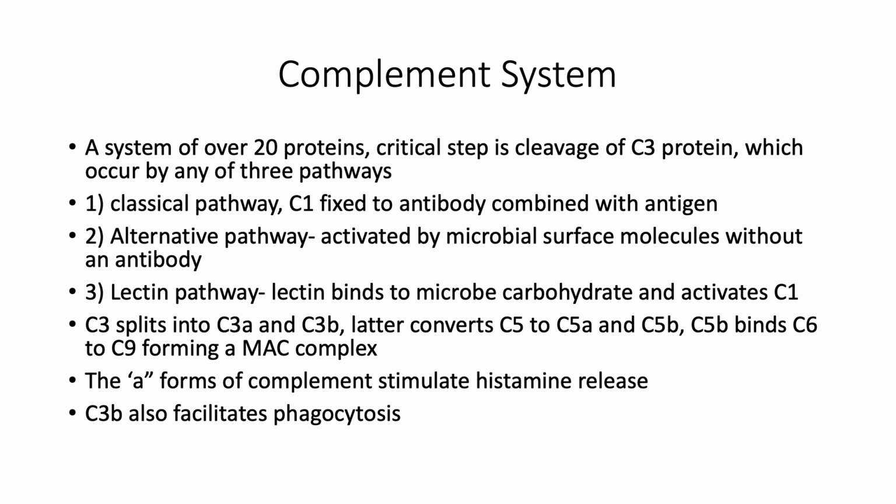C3 splits into C3a and C3b. C3b converts C5 to C5a and C5b. C5b binds C6 to C9, and this forms the MAC complex. The A forms, the subset of complements, stimulate histamine release, and C3b also facilitates phagocytosis. This is a cascade reaction, so we're talking about thousands of subsequent reactions from the previous one.